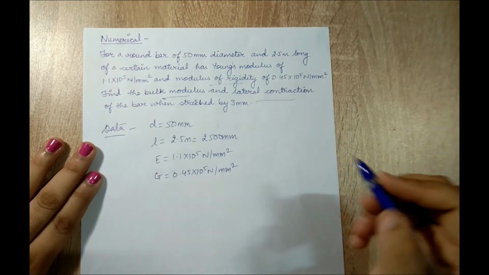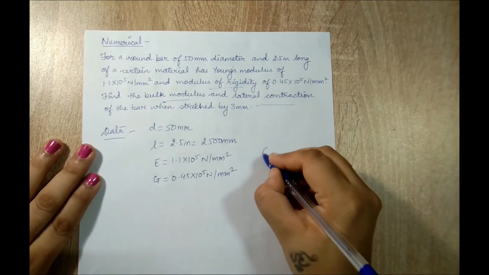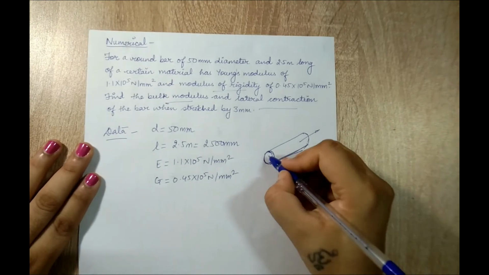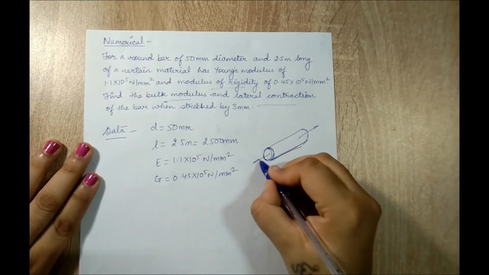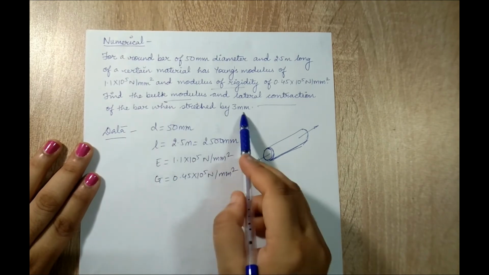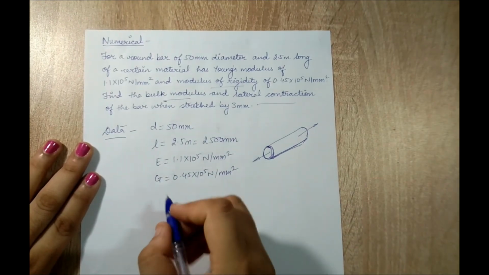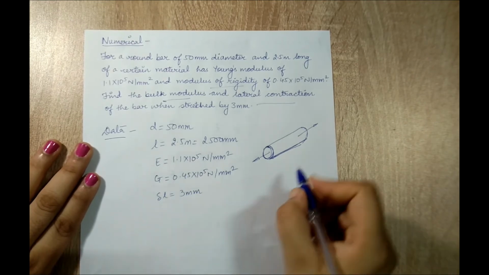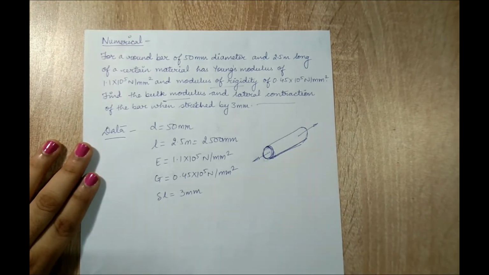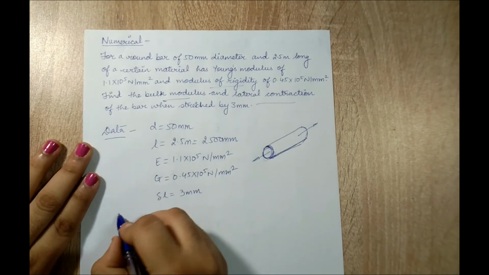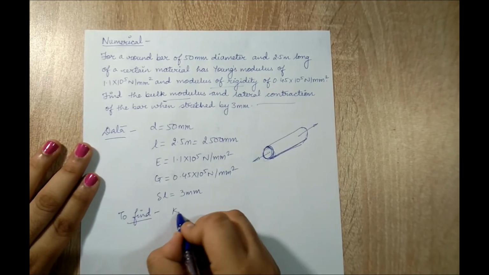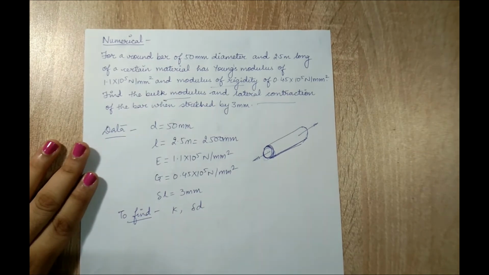If you understand, this is a circular cross section and this is the length. If I apply the load like this, it is written here when the bar is stretched by 3 mm, which means delta L is given to me as 3 mm. So I need to calculate the lateral contraction in the diameter. So to find, the first term is K and the second term is delta D.